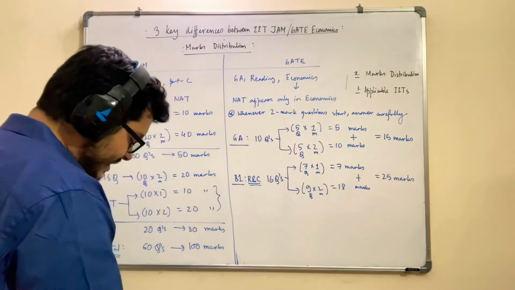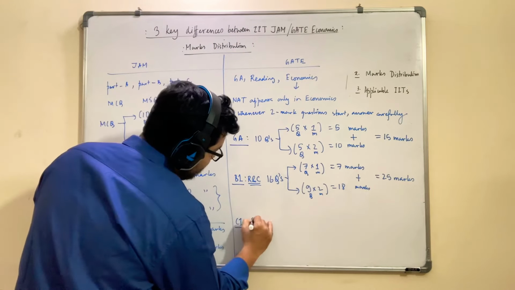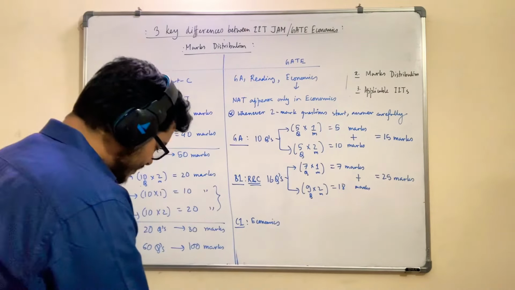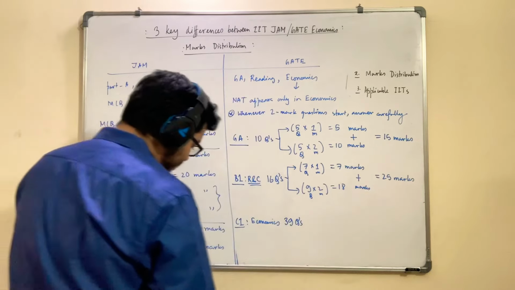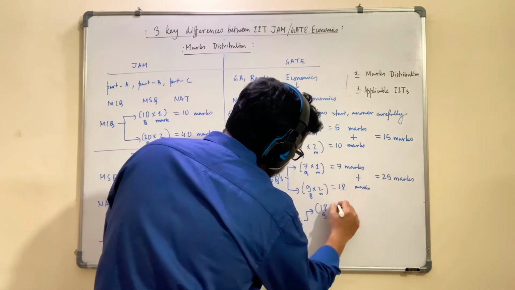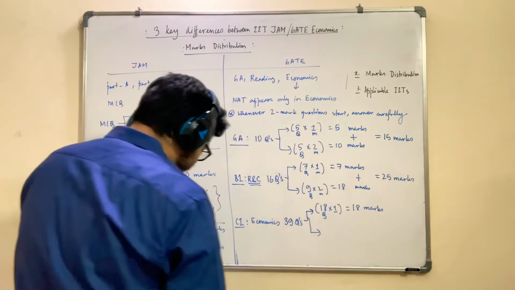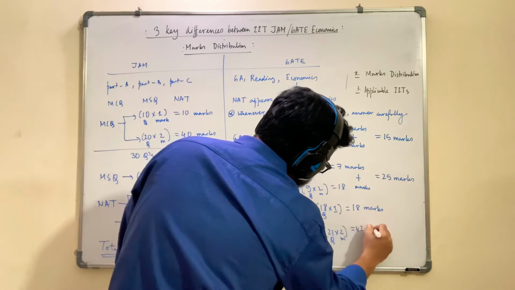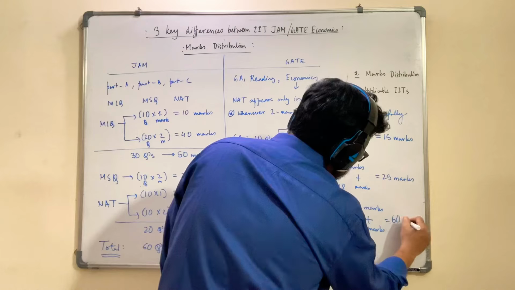Okay, and then you have economics, C1, which is economics. And as I said, the NAT questions appear only in economics. So here you have 39 questions. That's an odd number, right? And it goes to 18 questions of 1 mark, so that is 18 marks, and you have 21 questions of 2 marks, so that is 42 marks. So if we add them up, it becomes 60 marks.